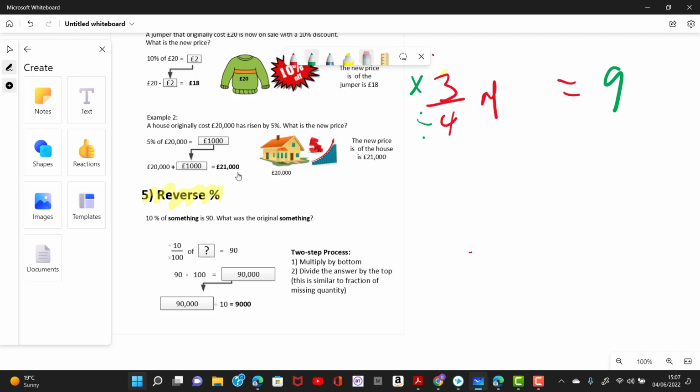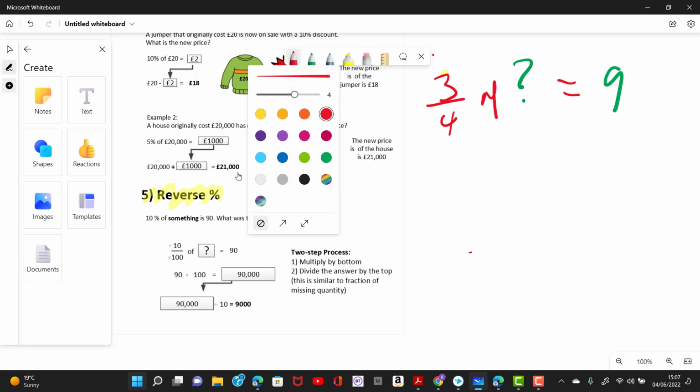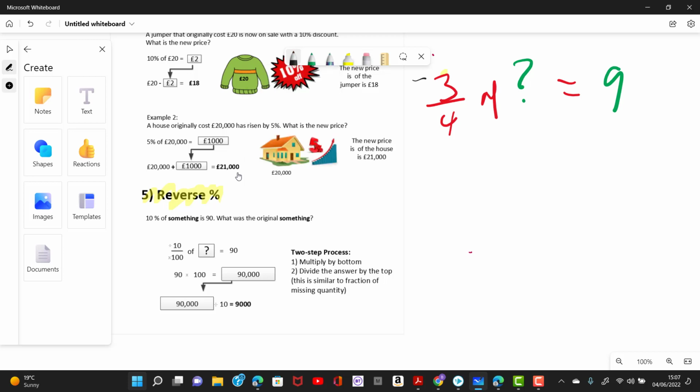Okay, now sometimes you get a question where you have to find the original amount. 3/4 of something equals 9. How do we do that? Well, we do the opposite. Instead of timesing by the top and dividing by the bottom, we divide by the top and times by the bottom. So 9 divided by 3 is 3, and 3 times 4 is 12. So you put 12 in that box. Hopefully you remember all of that. We're going to need that to do this reverse percentage.